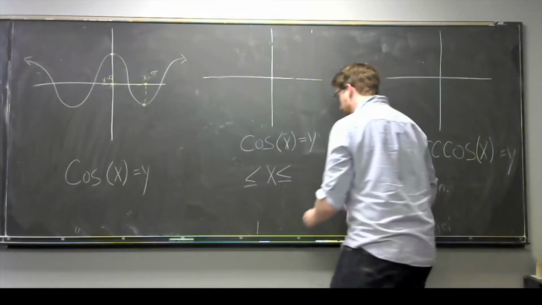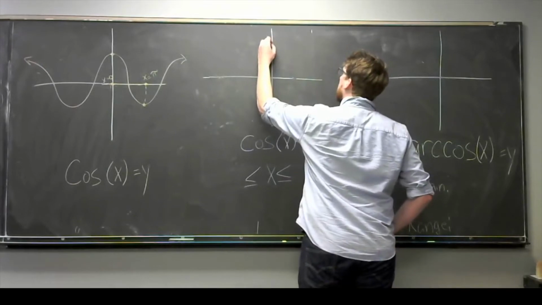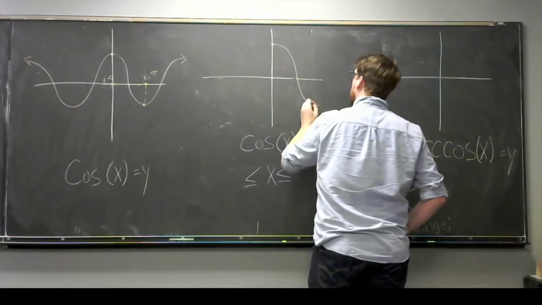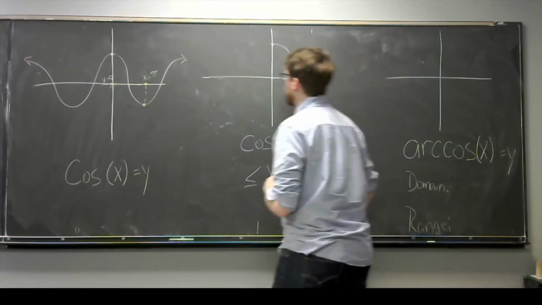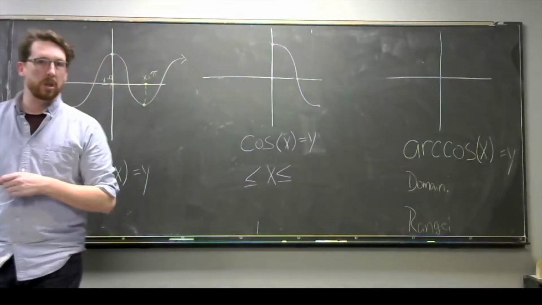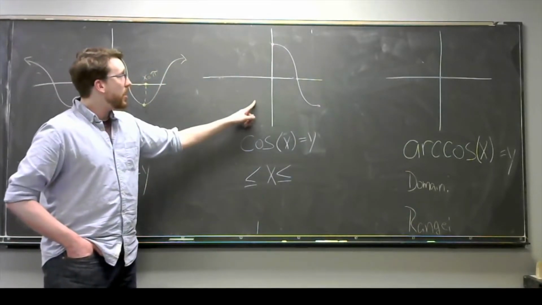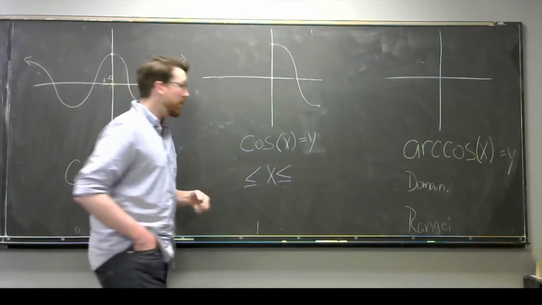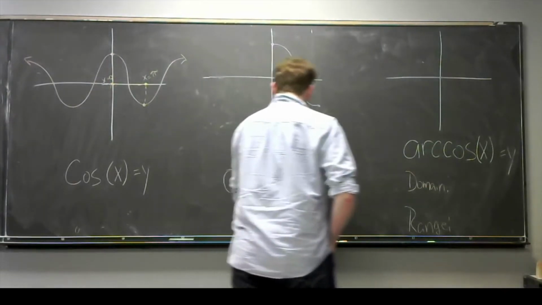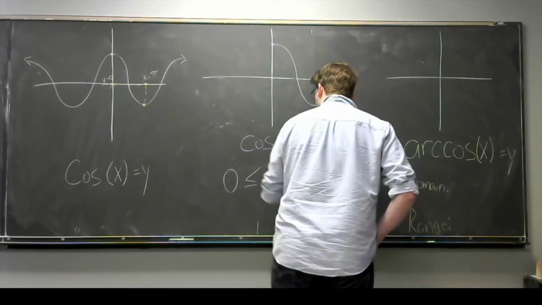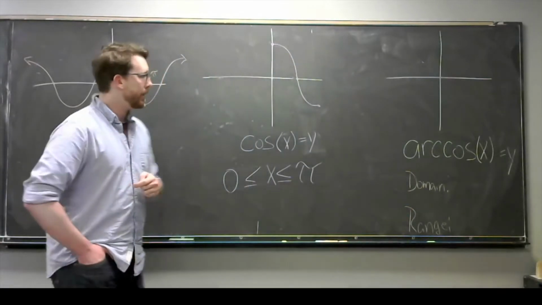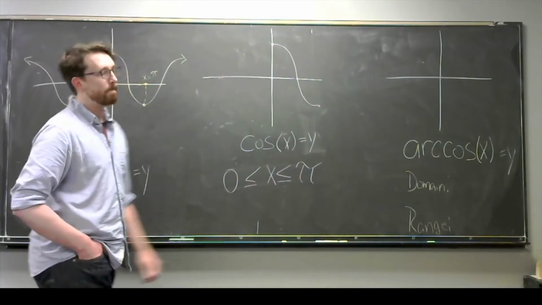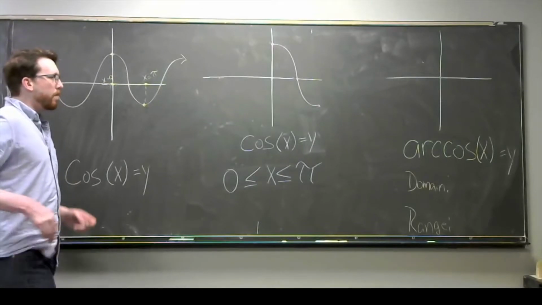So just so we can see that, let's graph it over here. It's going to look something like this. And we said that this is the graph of cosine of x equal to y, restricting x to be the interval from 0 to pi inclusive. So we're including 0 and pi, and we're saying x can be any number between them. All right.